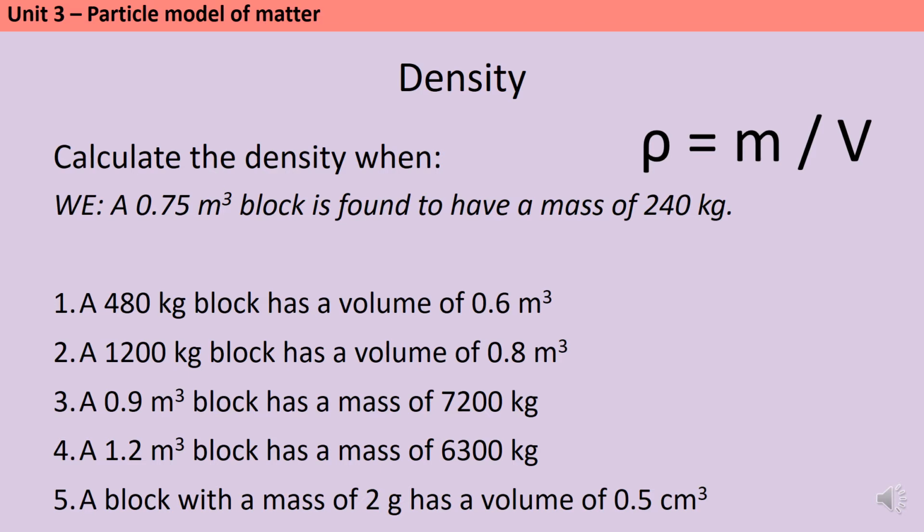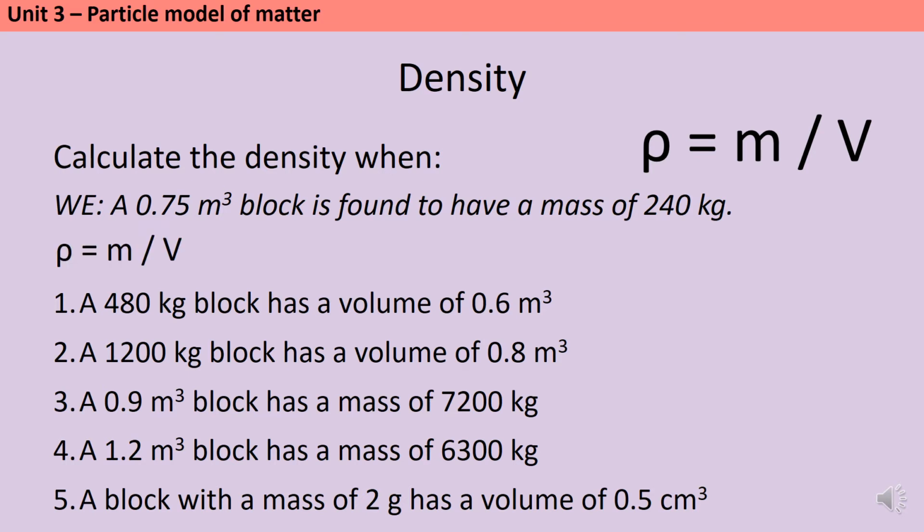In this worked example, a block which is 0.75 metres cubed is found to have a mass of 240 kilograms. Now in this instance I've actually told you that 240 is the mass, but even if we hadn't done that, we know that kilograms are the standard international units for mass, and we know that volume can be measured in metres cubed, so we can use those units to identify which quantity goes where.